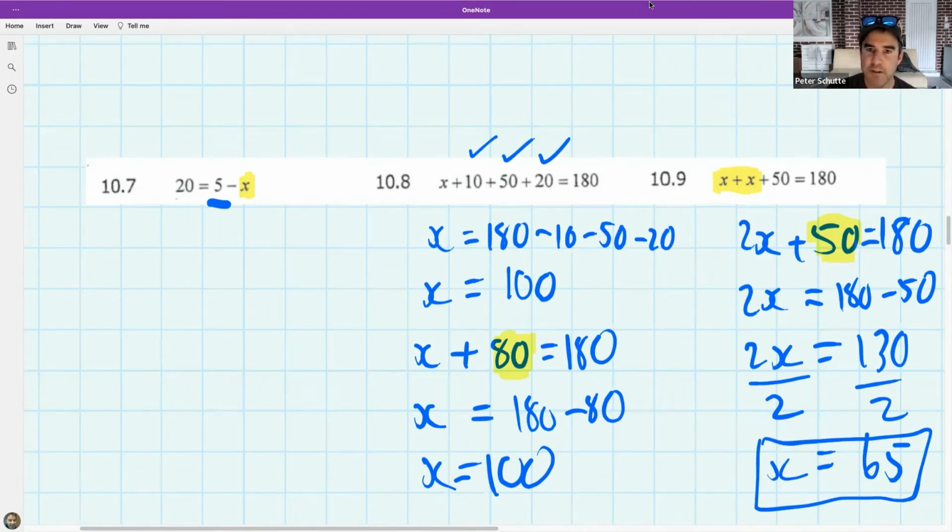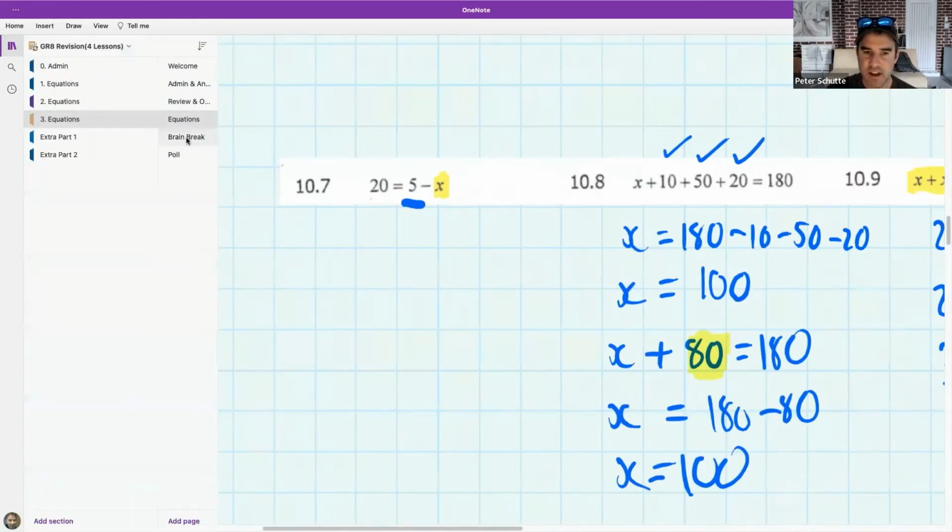So guys, what I'm going to do is I'm going to answer 10.7, and then we're going to take our brain break. Actually, you know what? Let's do our brain break first, and then I'll come back. So what I want is I want everybody to stand up, and I want you to stretch.